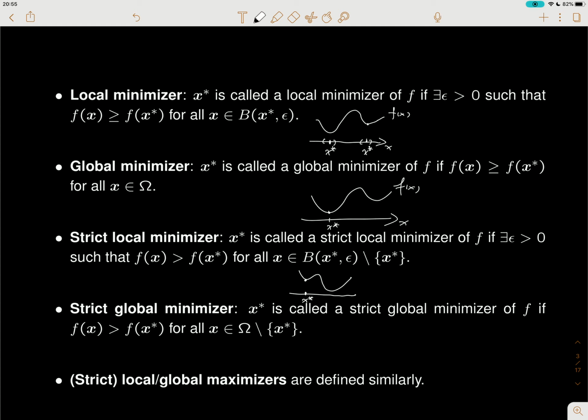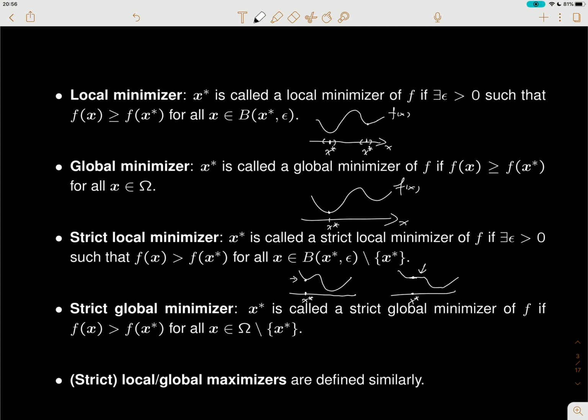This is in contrast to this case. Say I have this as my local minimizer. Okay, I can say this is a local minimizer because within the neighborhood there's no other point taking a function value less than f of x star. But there are actually lots of points in the neighborhood taking the function value equal to f of x star. So in this case, this is not a strict local minimizer, but this case is a strict local minimizer. Okay, this just tells you whether it is the only minimizer in its neighborhood, or it's just one local minimizer among many others in its neighborhood.